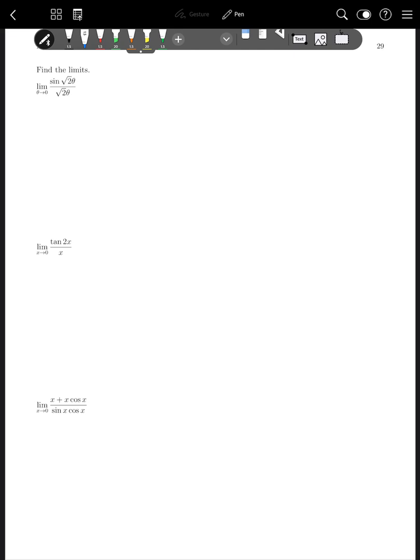Okay, so now that you've tried these, let's go through them together. So notice here what's inside sine on top is what's on the bottom. So that's just using the theorem. So that's 1. That's all there is to that one.